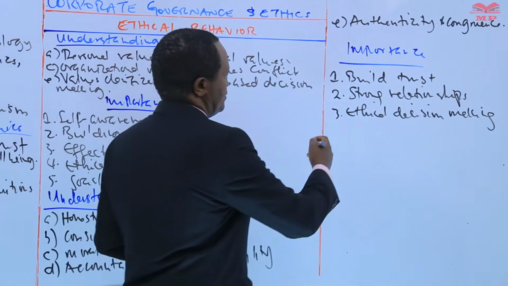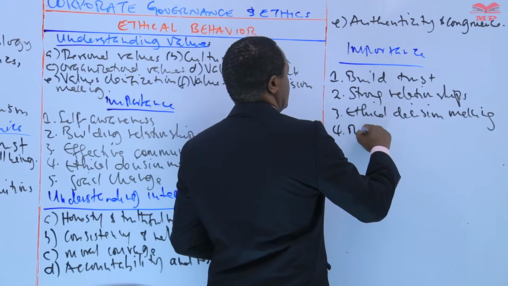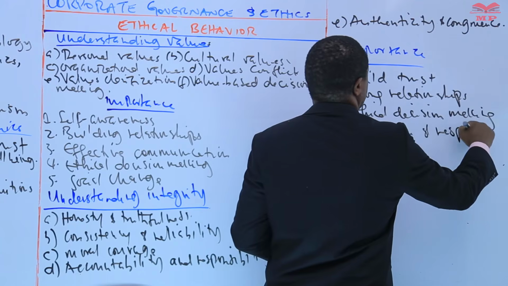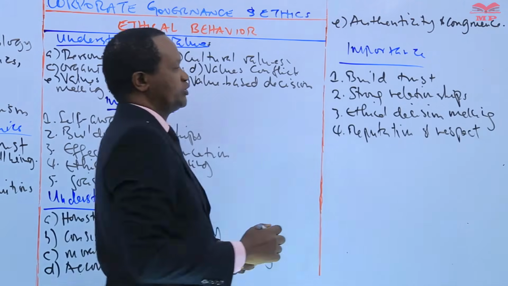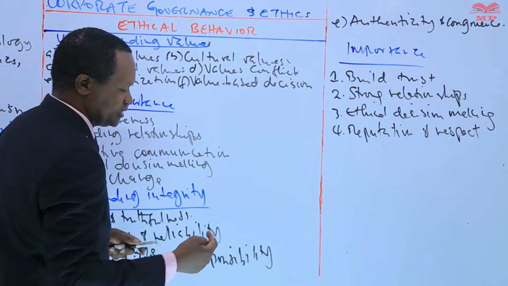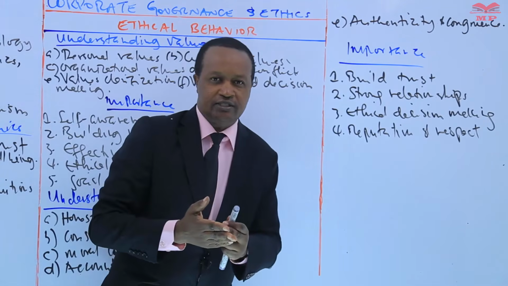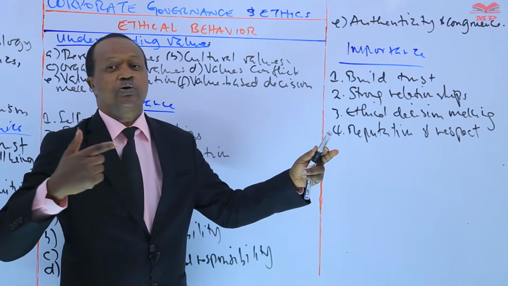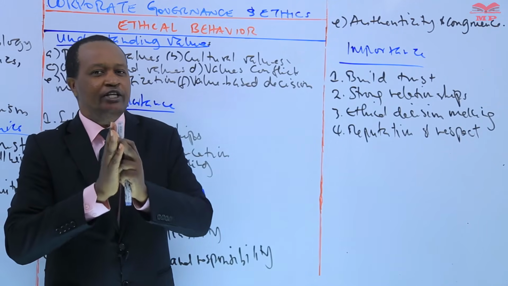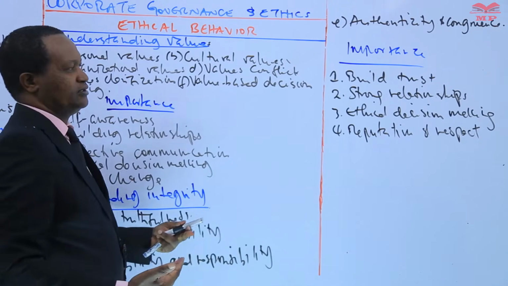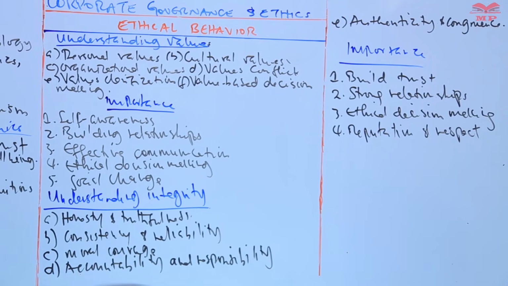4, reputation and respect. People with integrity earn the respect and also the admiration of others. All right? They are seen as leaders, they are seen as role models, and their opinions and their actions carry weight. Reputation and respect.